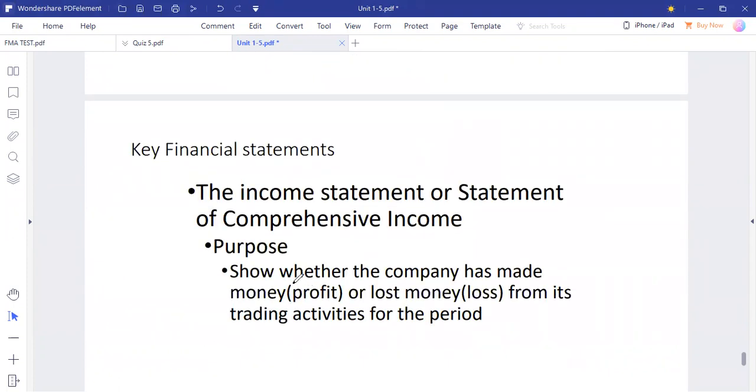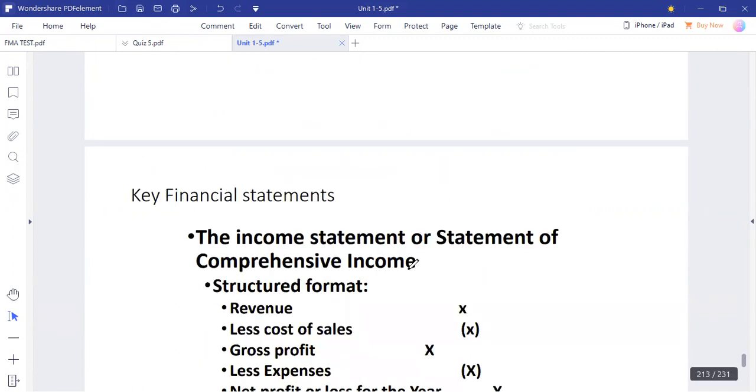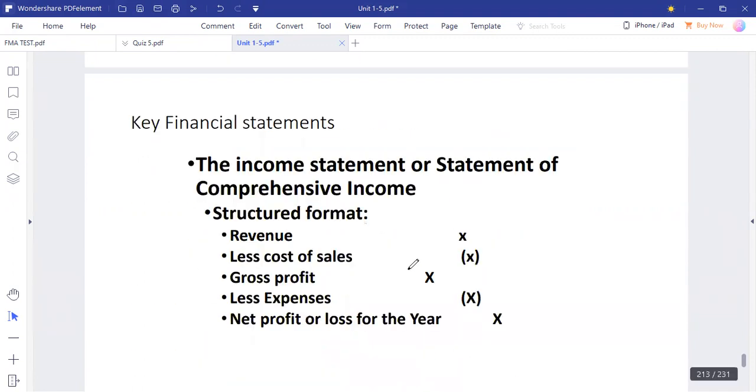Now, the income statement, or the comprehensive income statement. This is primarily there to determine whether the firm or the organization is actually making a profit or a loss. That is the main job of this comprehensive income statement. So the format is as follows.